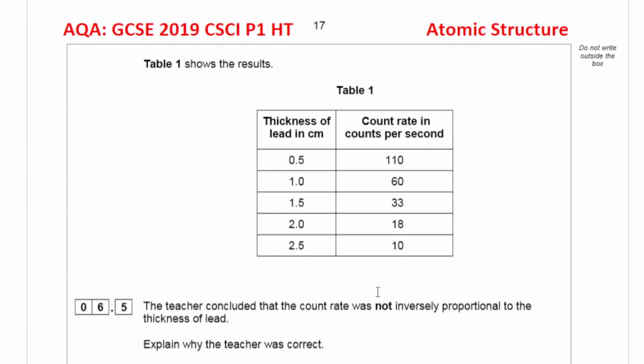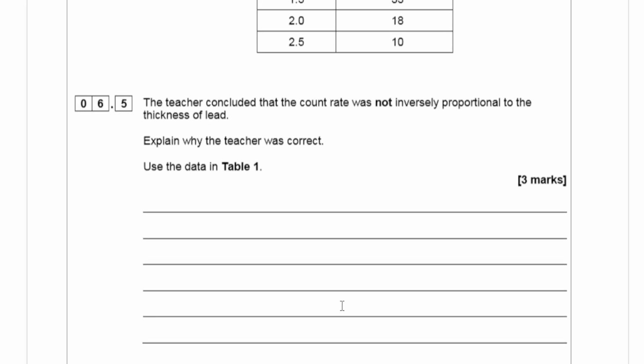Table 1 shows the results. Thickness of lead in centimeters, so it's increasing by 0.5 centimeters all the way up to 2.5 centimeters. The count rate started at 110, drops down to 10. So as the thickness increases, the count rate per second is decreasing. So the teacher concluded that the count rate was not inversely proportional to the thickness of the lead. Explain why the teacher was correct.